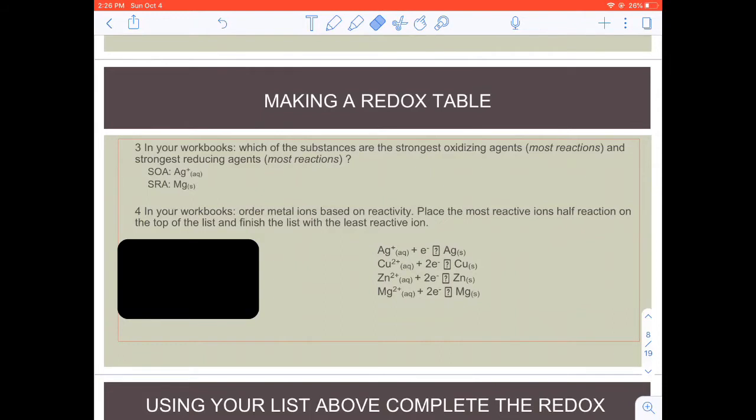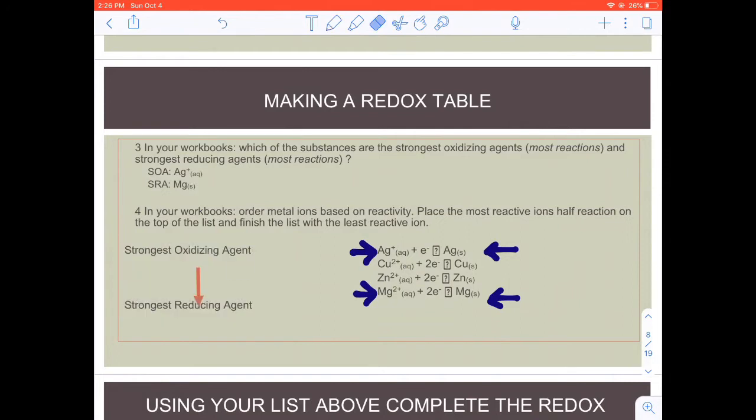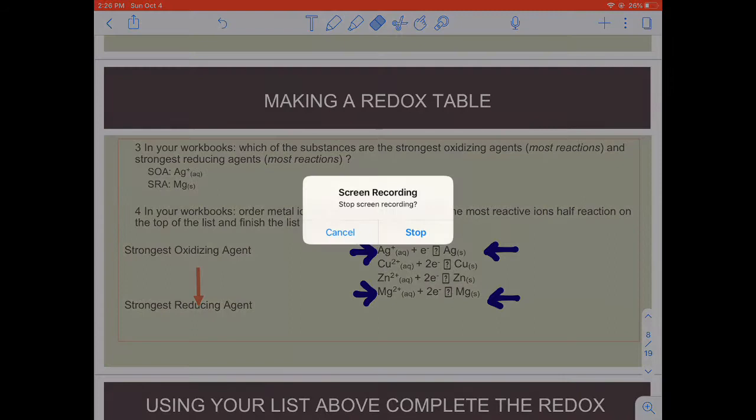all of these. What I want you guys to notice here is that your strongest oxidizing agent is on the top left. Your weakest oxidizing agent is on the bottom left. However, if we look over to the right-hand side, your strongest reducing agent is on the bottom right, and your weakest reducing agent is on the top right. This is the start of writing a redox table. So it goes strongest oxidizing agent at the top, strongest reducing agent down here on the bottom. Alright, let's have a look at this a little bit more.